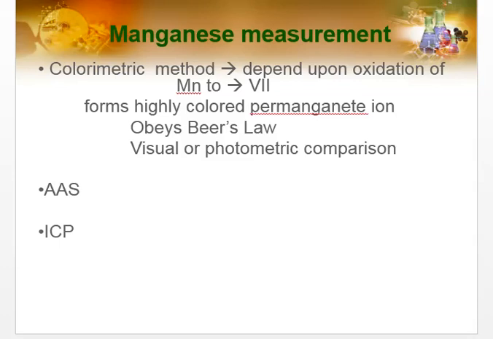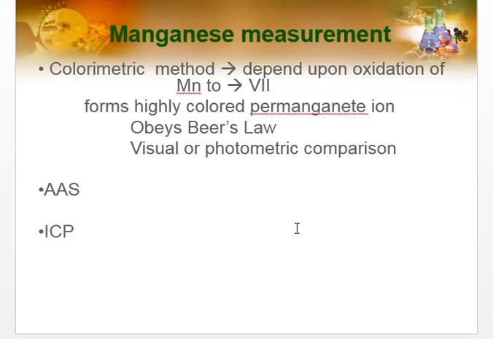Manganese measurement: how can we measure manganese? The colorimetric method depends upon oxidation of manganese to Mn(VII). Manganese(VII) forms the highly colored permanganate ion, which obeys Beer's law, by visual or photometric comparison.